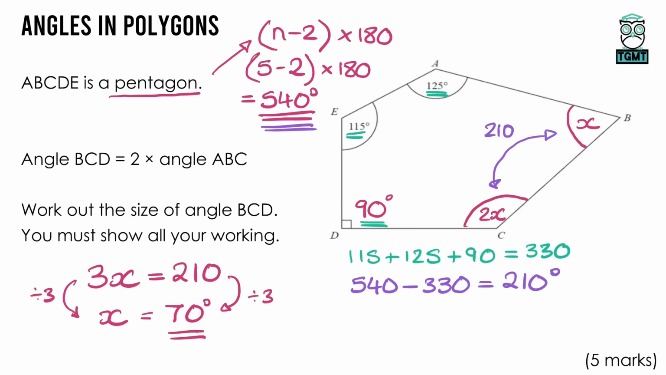We just need to make sure we answer the question. It says work out the size of angle BCD. Now BCD is the one with C in the middle, so just here, it's the size of the larger of the 2 angles. So, given that it's 2 lots of x, 2 times 70 is equal to 140 degrees. And there we go, there is our final answer, 140 degrees.